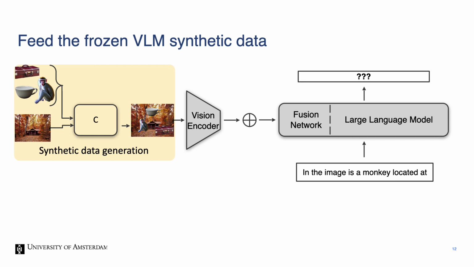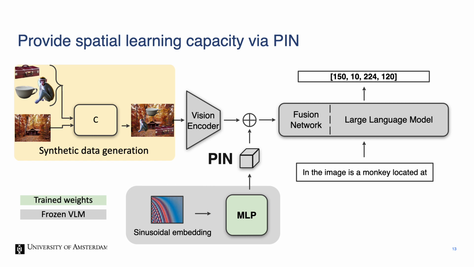Instead of using real images, we feed our synthetic data into the frozen vision language model. The prompt involves localizing one of the pasted objects in the image. Since the vision language model has not been trained for this task, it is initially unable to output any bounding box information. To enable object localization, we add a positional insert, PIN, to the vision encoder embeddings, which is element-wise added during the forward pass of the vision language model.